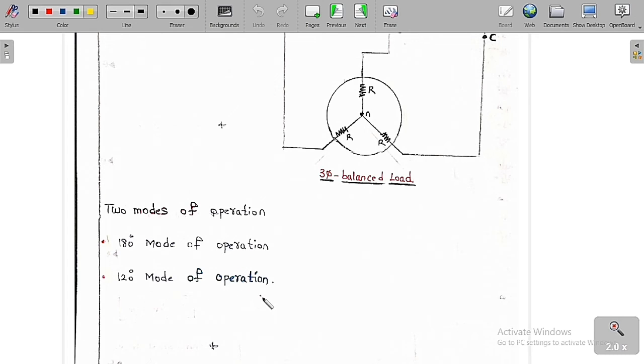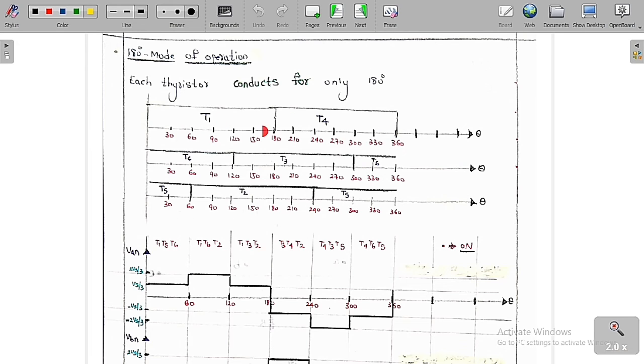So in this three-phase voltage source inverter, we are going to get two modes of operation: one is the 180-degree mode and the other is the 120-degree mode. Now let us discuss the first one, which is the 180-degree mode of operation. So now we are going to study the 180-degree mode of operation.